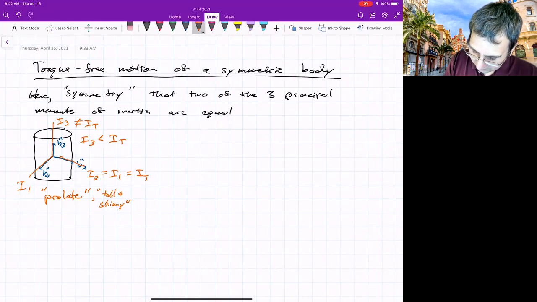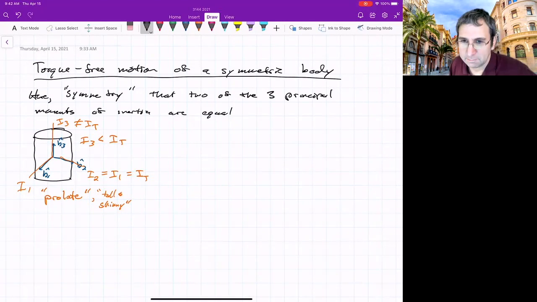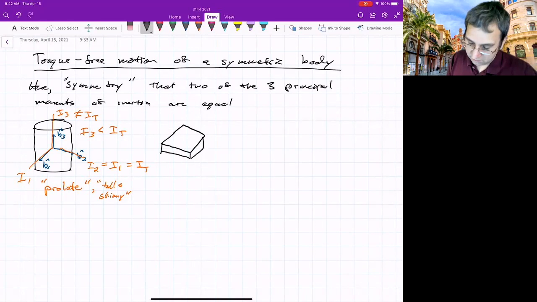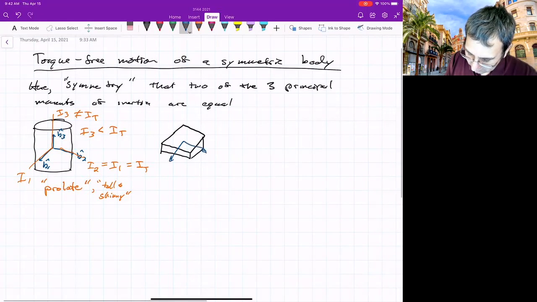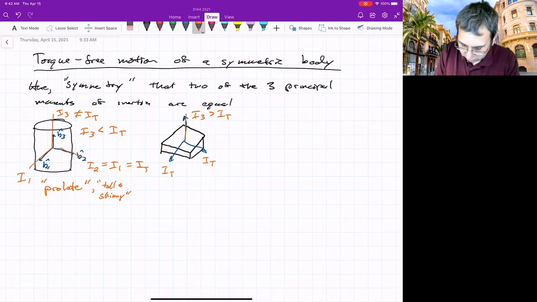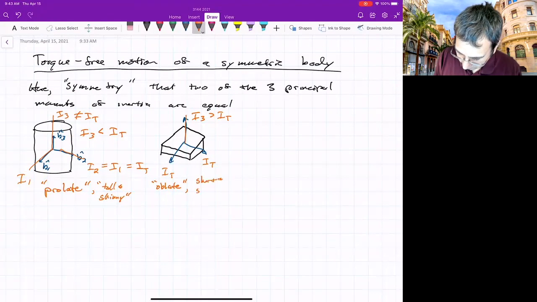The other case would be, you either squish this and make it into a coin or a frisbee, or just something that has a square cross section, but not an infinitesimally thin direction, just thinner. So in this other case, the moment of inertia about this direction, still call this v3, I3, is going to be greater than IT. So each of these is IT. These two cases: case one is prolate, the other case is called oblate, short and squished.